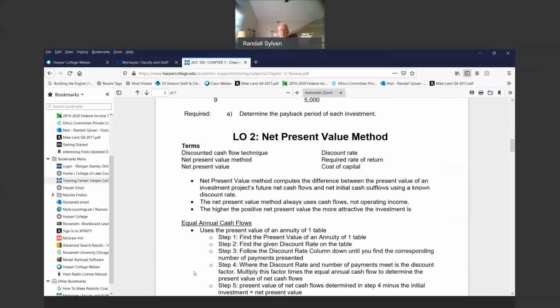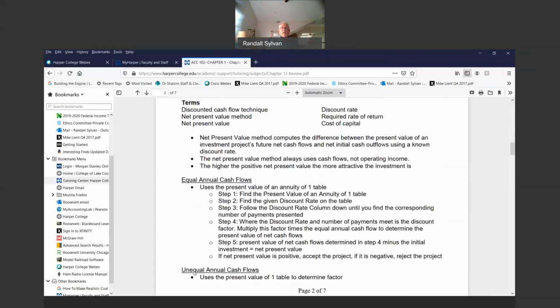Okay, then you have the net present value method, a little bit more complicated. It looks at the present value of the projected future cash flows and the present value of the net cash outflows, and compares them using a projected discount rate. If you remember, you go back to the tables to get this information, so understand how to use the tables. And remember that this method does not use net income. It really only uses cash flows. So we're not dealing with depreciation, which would be part of net income. And the higher the net present value is, the more you're going to want to make that investment.